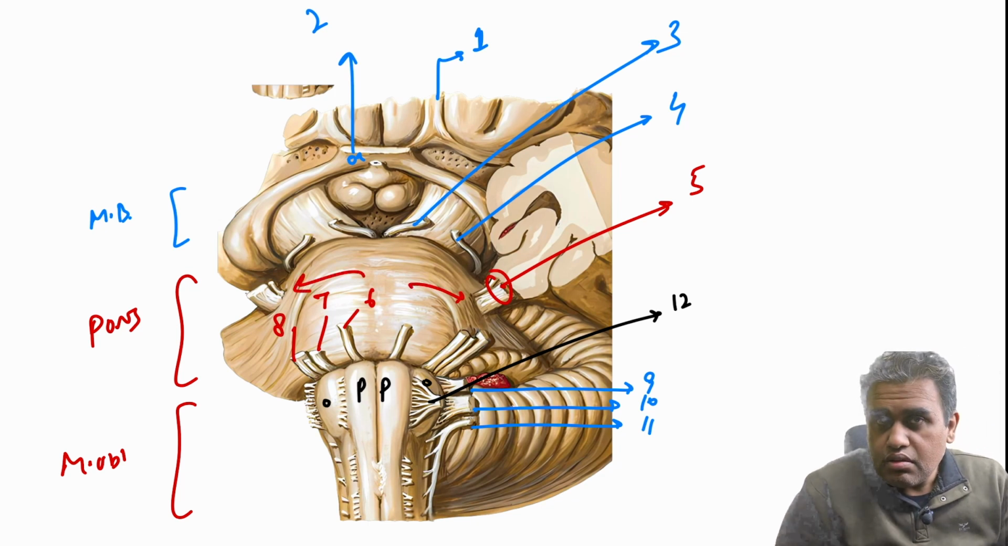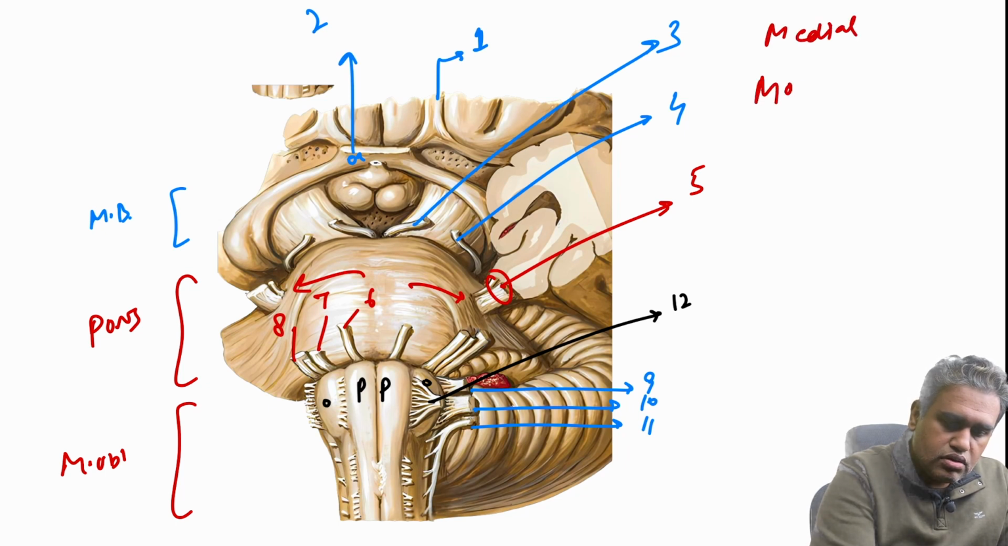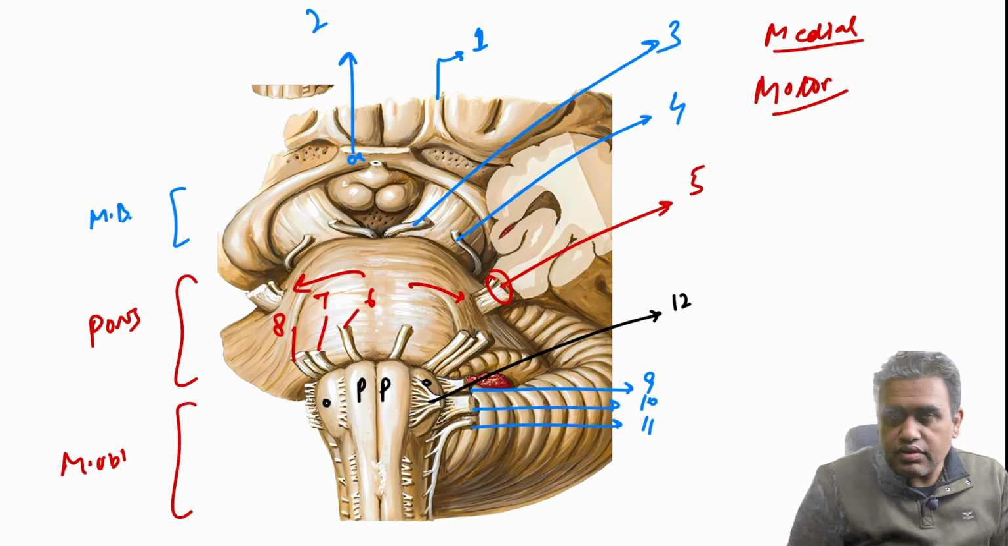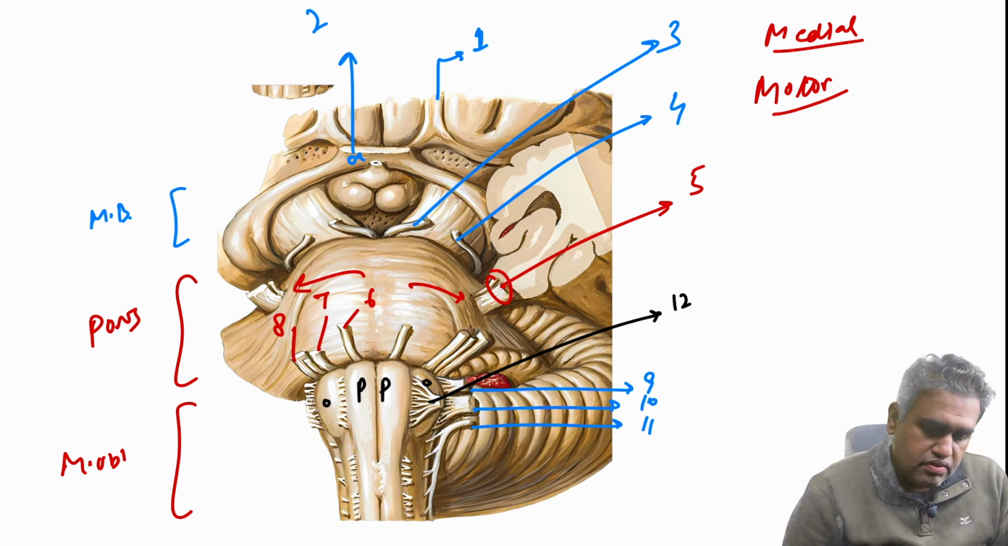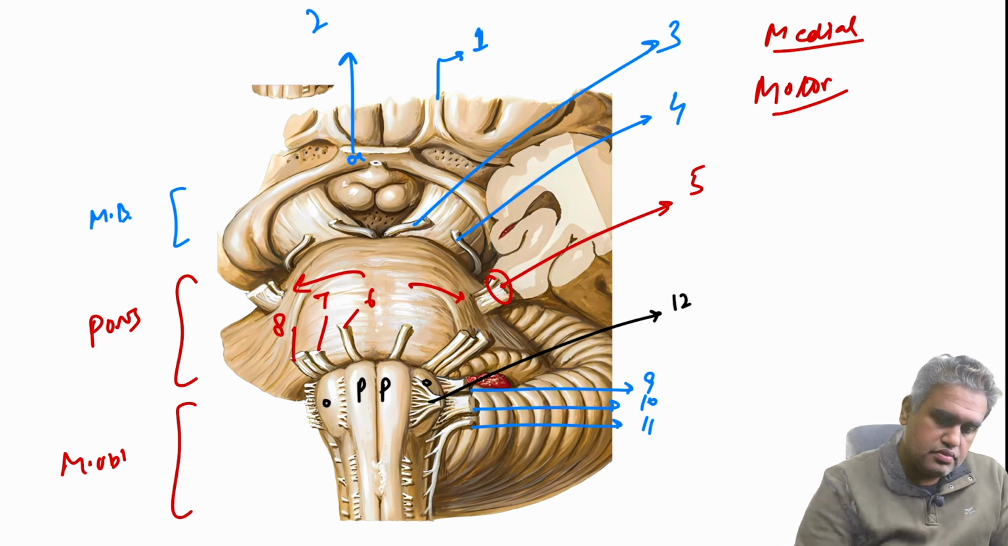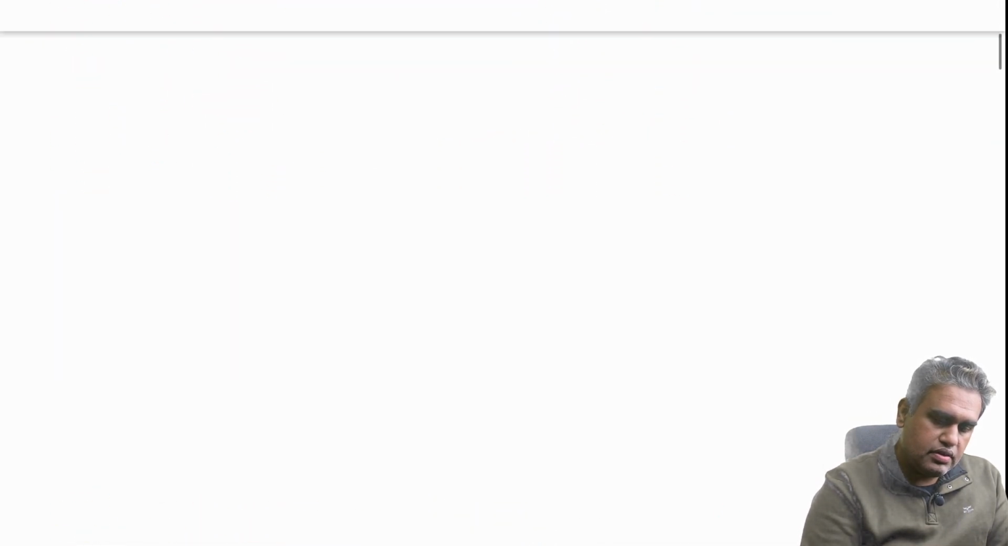Why? Because M for medial: the more medial the structures, the more motor the nerve or the tract in our brain. Understand this. Okay, so you have seen 1 to 12. That's sufficient. The answer for this question was the 12th nerve. Let us see the next one over here.